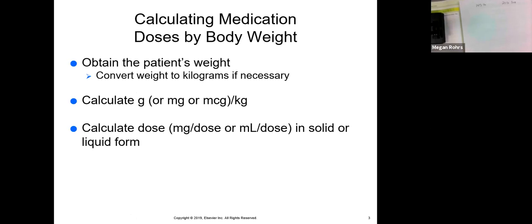Okay, so calculating medication doses by body weight. The first rule that we're going to take a look at is known as the kilogram rule. And in the United States, we tend to use pounds as our measure of weight. So the first thing you want to do if you're ever using the kilogram rule is first convert your weight to kilograms. We're going to go through a couple examples here just so that we are clear with how to do those conversions.